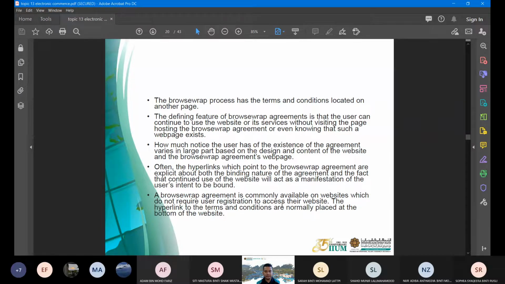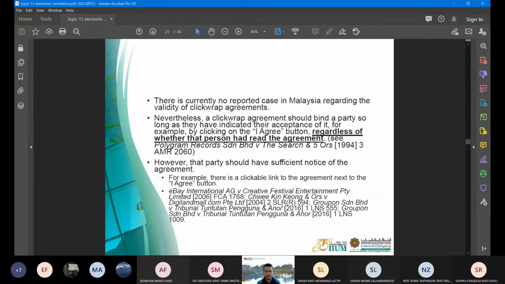For BrowseWrap, the agreement has terms and conditions located on another page. So this is usually in the form of a website. There is currently no reported case in Malaysia regarding the validity of ClickWrap and BrowseWrap agreements, but so far there are no issues or reported cases to say that BrowseWrap is not valid.